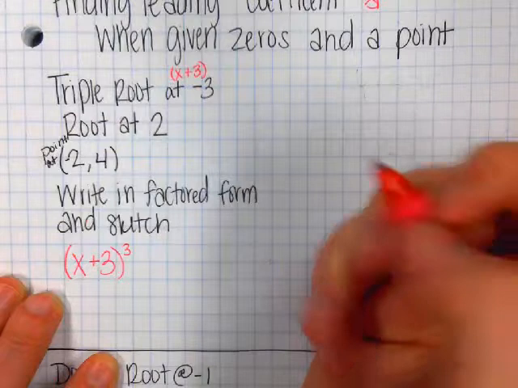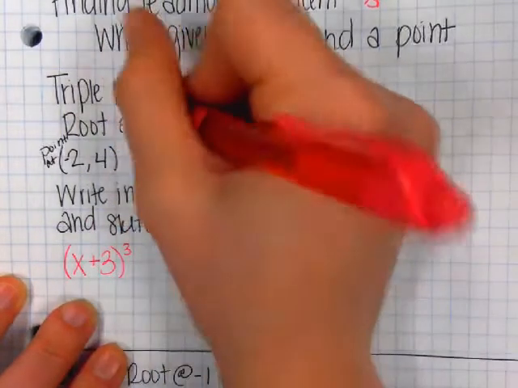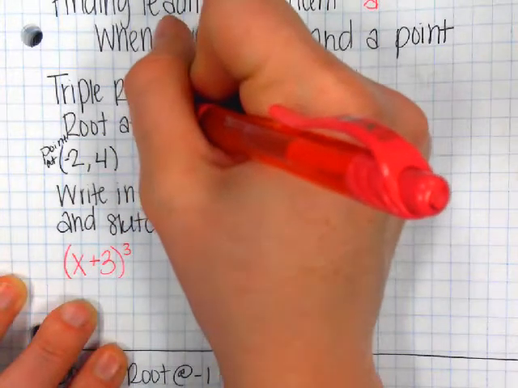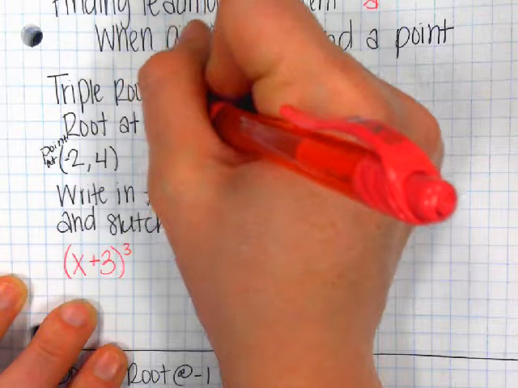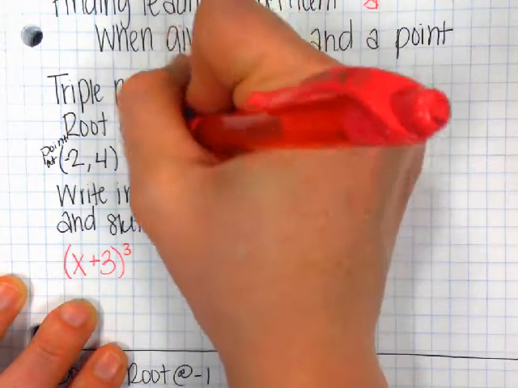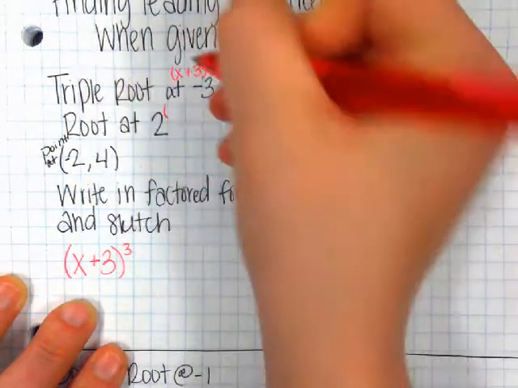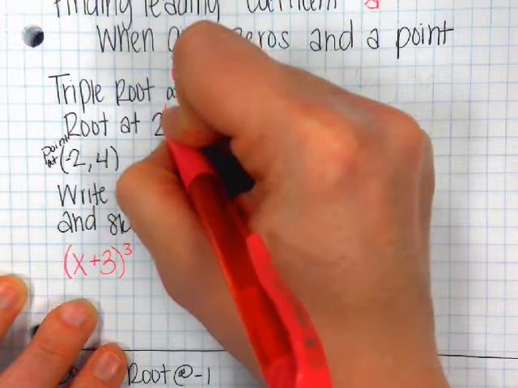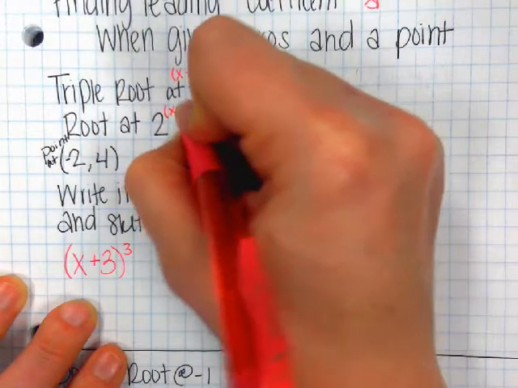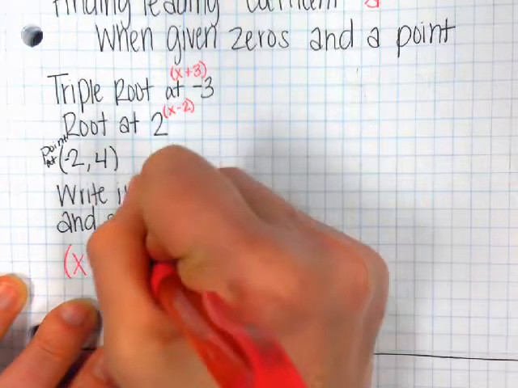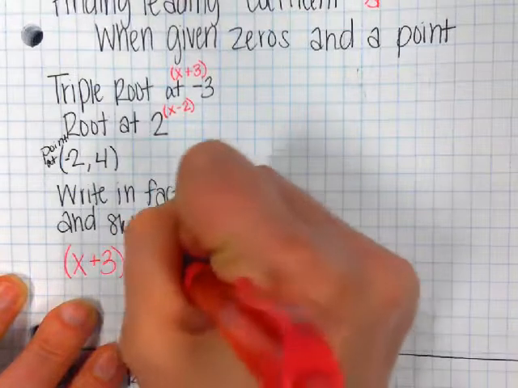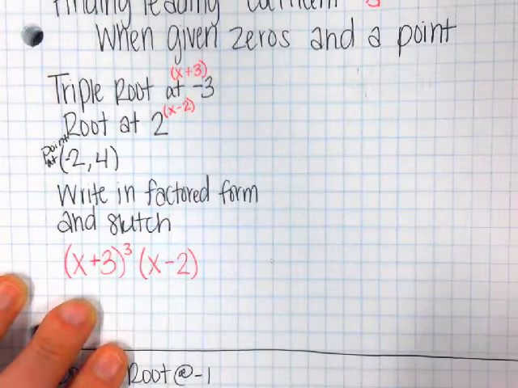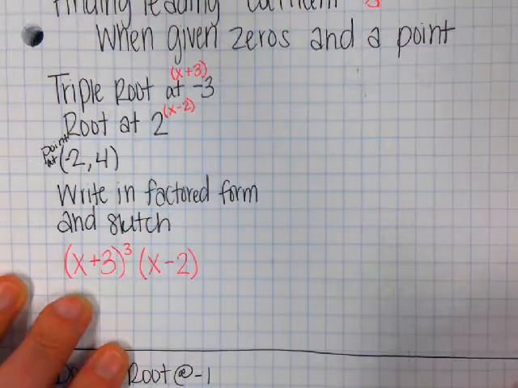And then a root at 2. So a root at 2 would have meant if 2 was plugged in, 2 plus or minus what would give you 0. So you're always thinking of working backwards or the opposite. So it would be x minus 2, because 2 minus 2 would be 0. So that is my factored form.